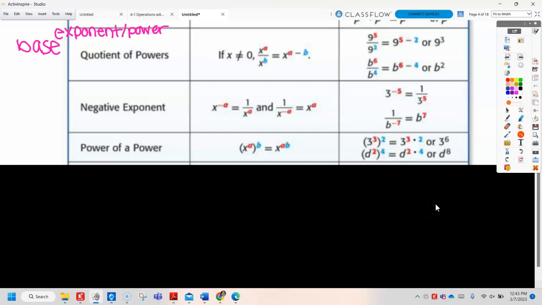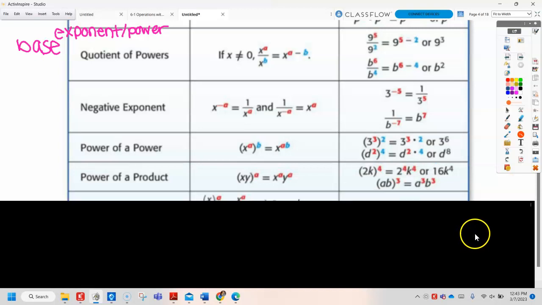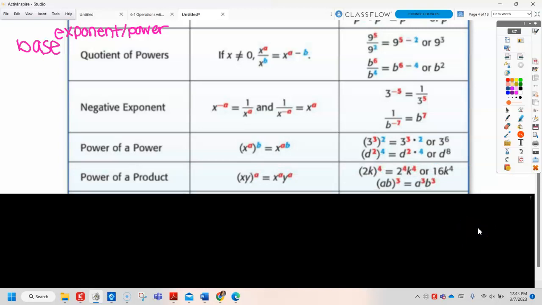This one we should all be pretty familiar with. If you have a power to a power, then you multiply. A power to a power is multiplied. If you have a power outside the parentheses, then you distribute it inside to every term. If you have a power outside, it distributes inside to every term.